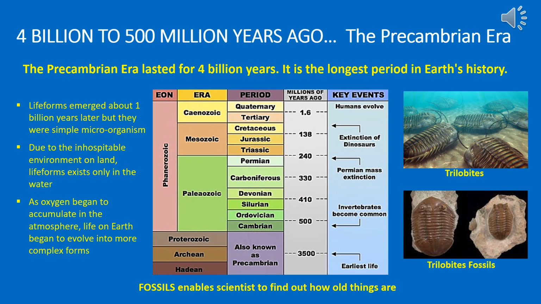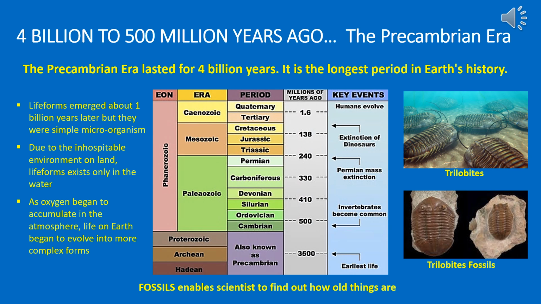From 4 billion up to 500 million years ago, this was known as the Precambrian era. About 500 million years ago, life on Earth began to evolve more rapidly and more life forms appeared.